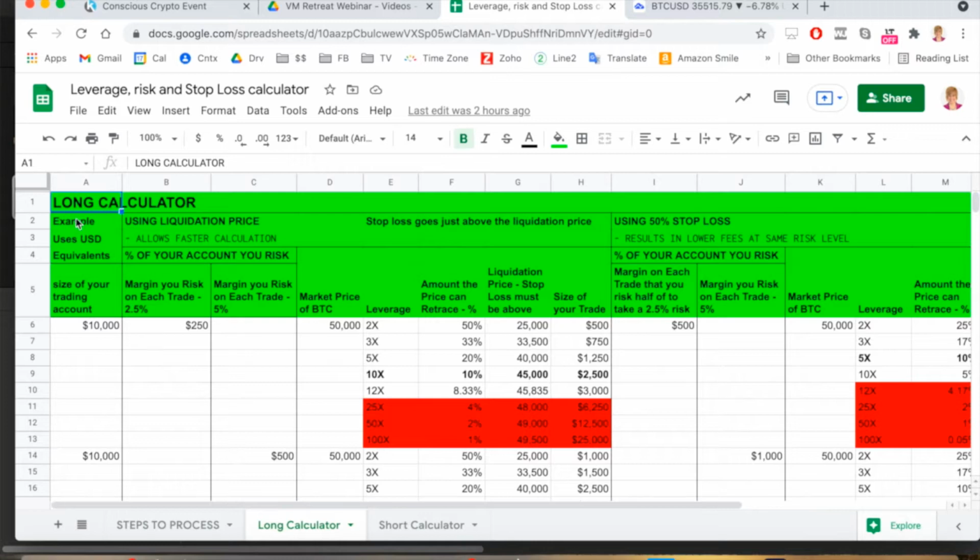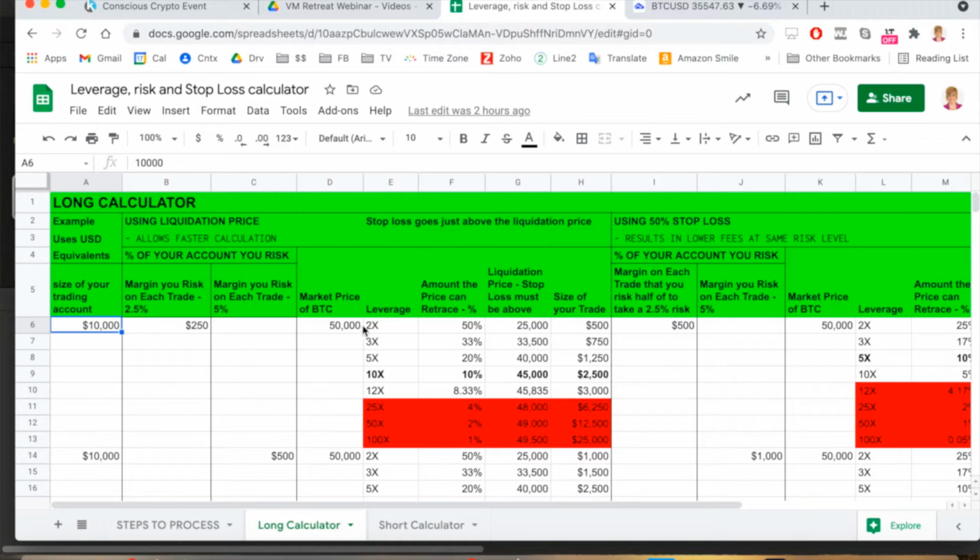The first thing we want to determine is the size of your account. You're going to fill that in for your account once you've copied the spreadsheet. I'm just using $10,000 because it's a nice round number. It makes it really easy to understand these calculations. But if your portfolio is $7,000 or $50,000, you're going to put the correct number in here.